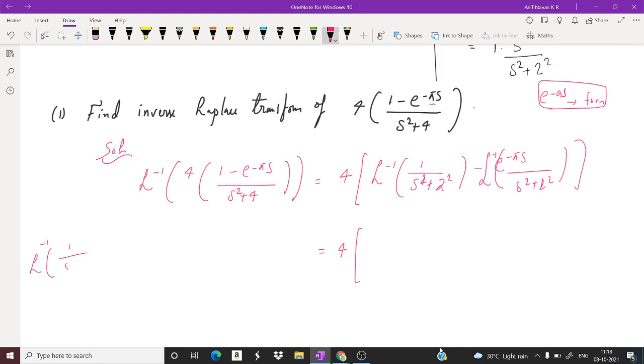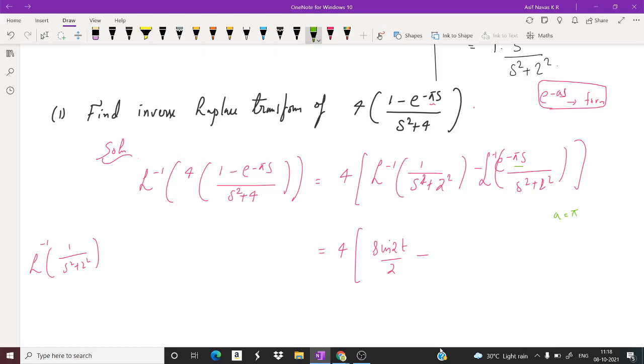Inverse of 1 by s square plus 2 square, that is sin 2t by 2. Good. Minus. Now, the e raised to term involves the unit step function, right? What is a here? e raised to minus pi s, so a is pi, right? Yes sir. Okay.